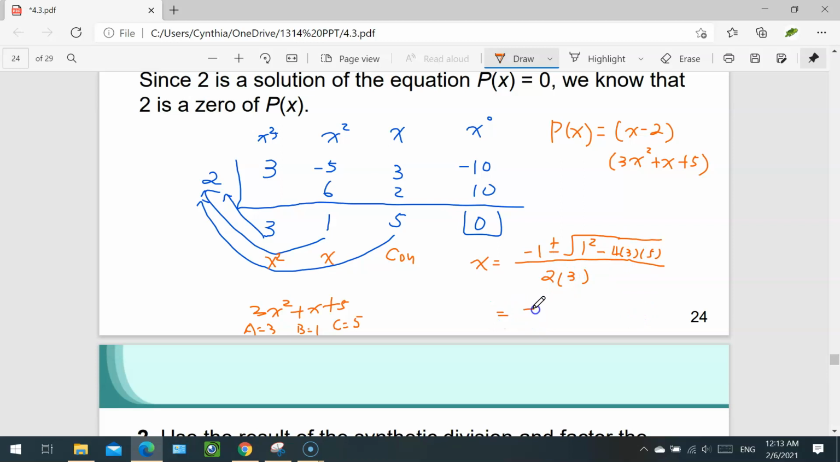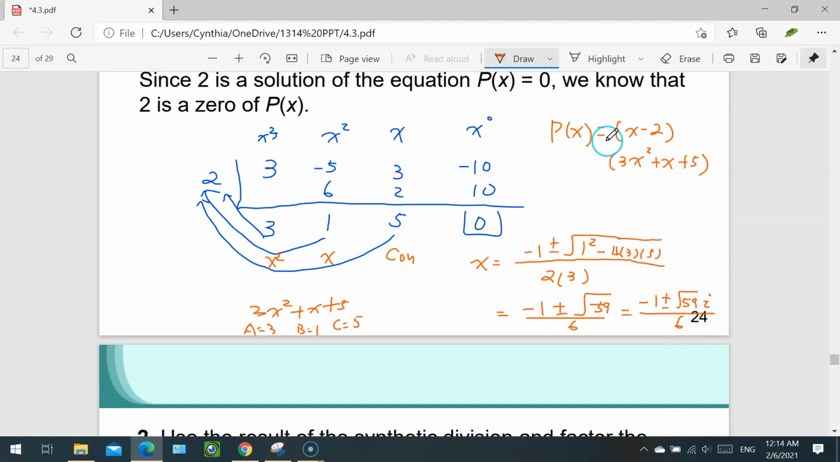So now we clean up this number. Plus minus 1 minus 60, which means you have negative 59 under the radical over 6. With the square root, we don't want to get a negative number under the radical. Remember that? That's in chapter 1, section 1.3. So we rewrite this square root number as plus minus root 59 i divided by 6.